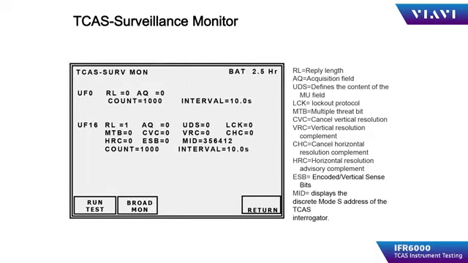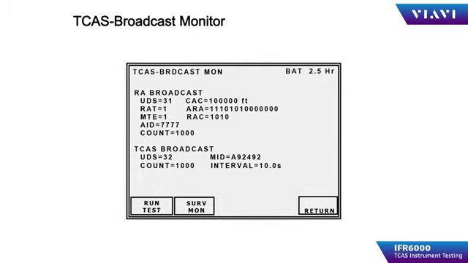Pressing the MONSUF key takes the operator to the interrogation monitor screen. This will display the types and quantity of the interrogations from the TCAS being tested. While in the resolution advisory cycle, the TCAS will broadcast resolution advisory status messages. These can be monitored on the TCAS broadcast monitor page.